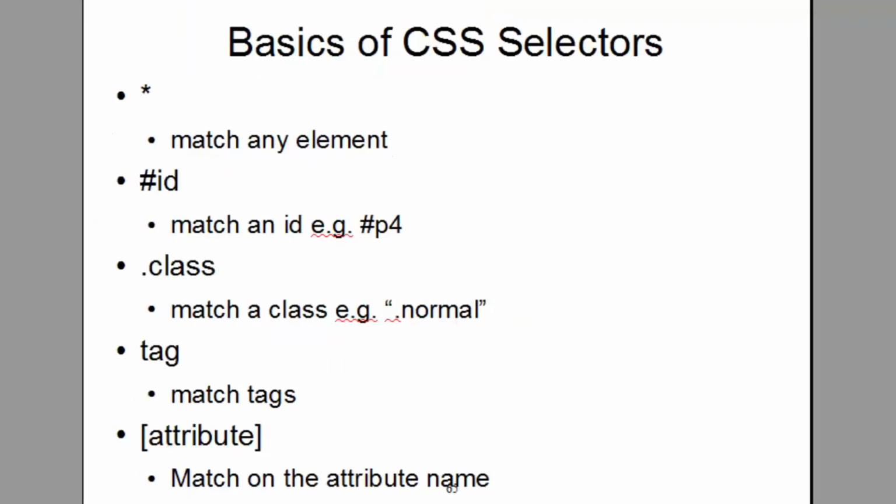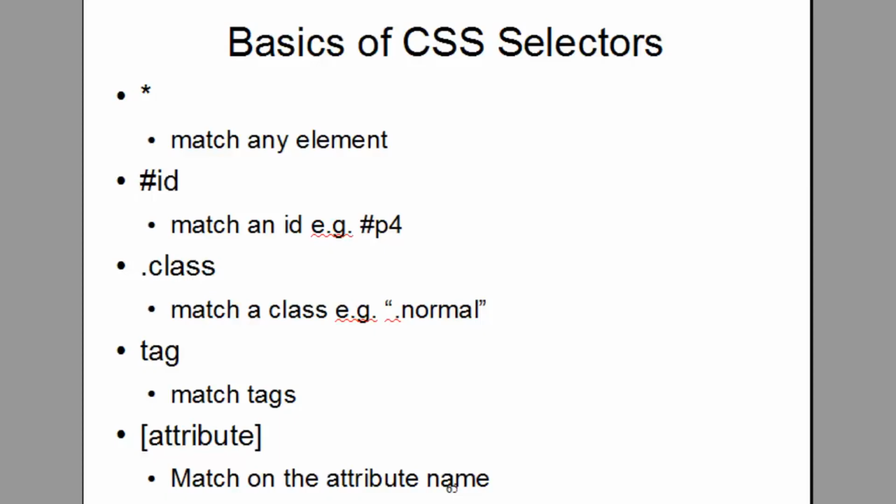So let's quickly run through the basics of CSS selectors. Now out of context, this won't mean anything. I'm setting you up here. We can use asterisks in a CSS selector to match any element. You saw the hash annotation to match an ID. So if I do hash ID in my CSS selector, it matches an ID. Dot class or dot something will match the class. So in the page that we're going to look at, dot normal would match the normal class. We can match tags just by putting them into our CSS selector. So P will match the P tags, A will match the anchor tags. And if we use square brackets, then we can match on the attribute names.